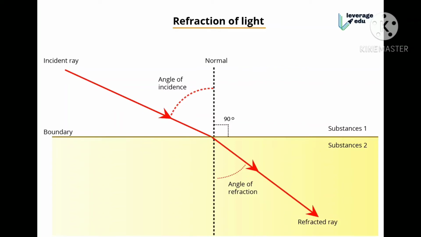Now tell me, have you all understood the reason behind the twinkling of the star? Yes, the reason behind it is the refraction of light. Let me explain. The star is at a very far distance, and the light from the star comes to the earth.